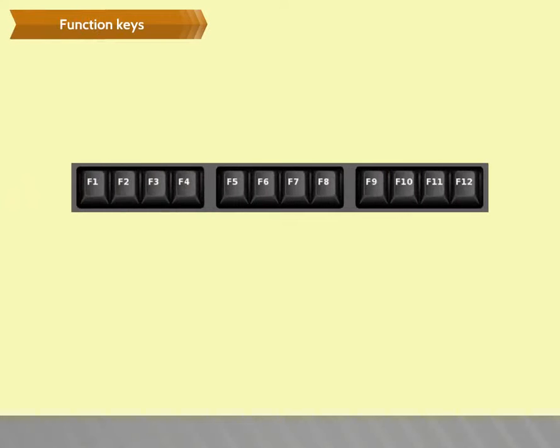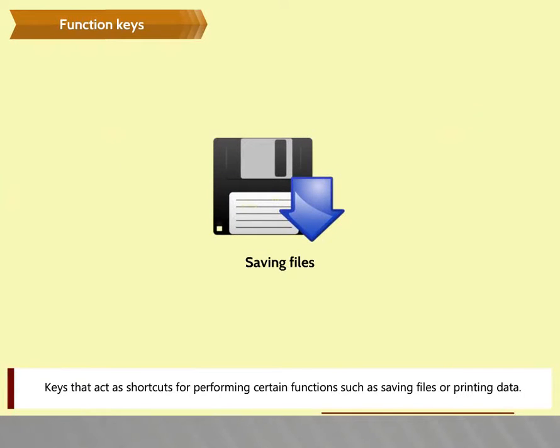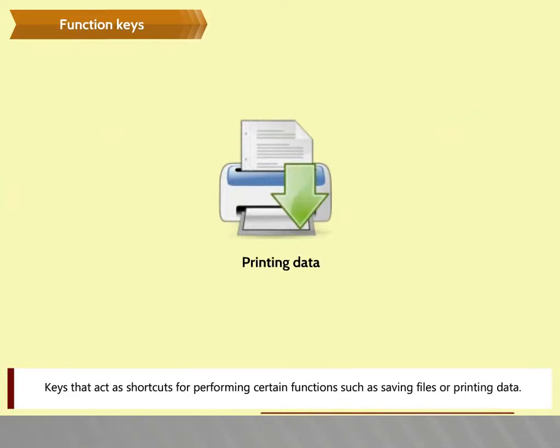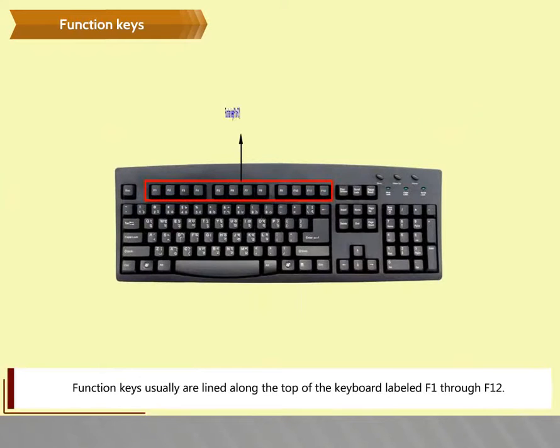Function keys. Keys that act as shortcuts for performing certain functions such as saving files or printing data. Function keys usually are lined along the top of the keyboard, labeled F1 through F12.